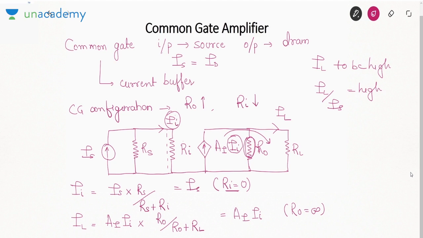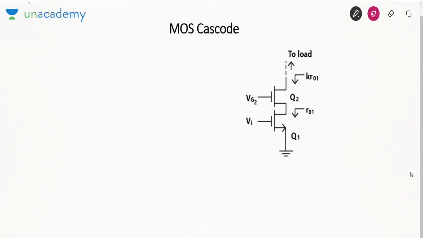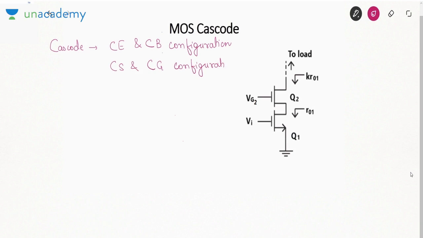Now, once we have a common gate amplifier, we will use this common gate in one of the configurations that we call Cascode. In BJT, this Cascode connection was also called the common emitter and common base configuration. We were using two configurations, one was common emitter, the other was common base. Now here emitter is replaced by source and base is replaced by gate. So we will call it common source, common gate configuration.